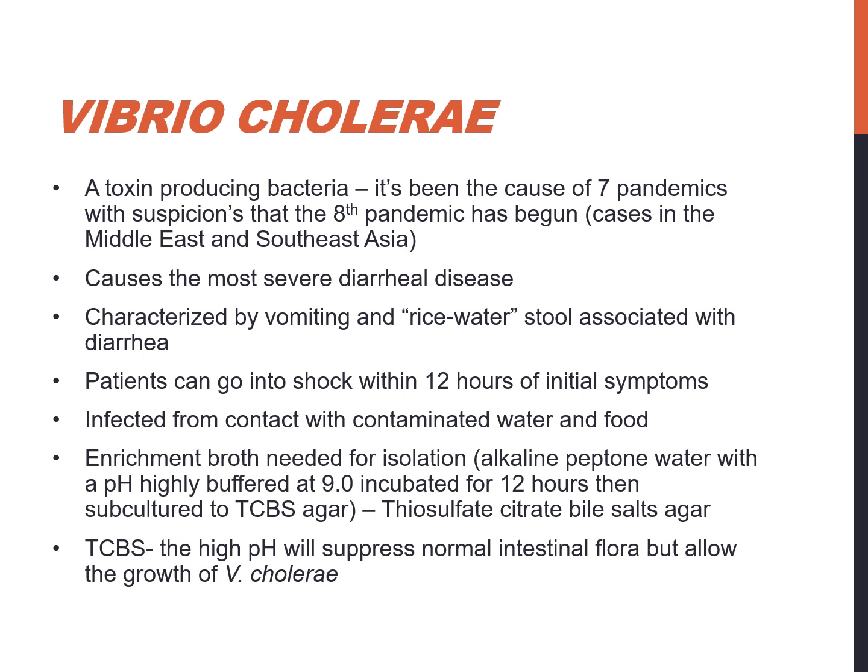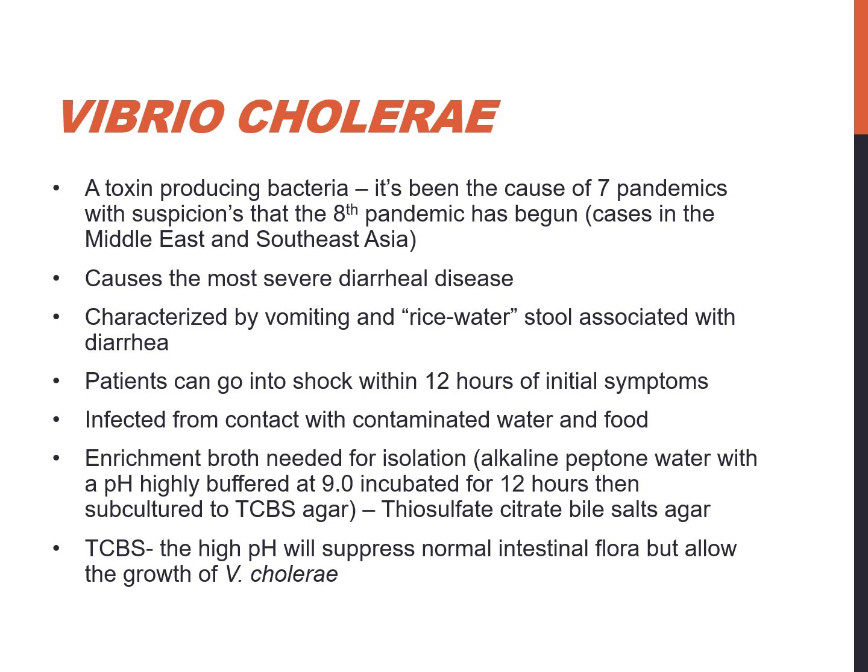Vibrio cholerae is the next organism I want to talk about, especially because we are in the midst of a current pandemic. This is a pandemic that's been going on since 1961. Several hundred thousand deaths have occurred because of the pandemic in Africa, India, and actually 2.9 million people are affected every year by Vibrio cholerae. Okay, this is a toxin-producing bacteria. It's been the cause of 7 pandemics, with us currently being in the 8th pandemic. It causes the most severe diarrheal illness. So this would usually cause a person to lose gallons of fluids within 24 hours.